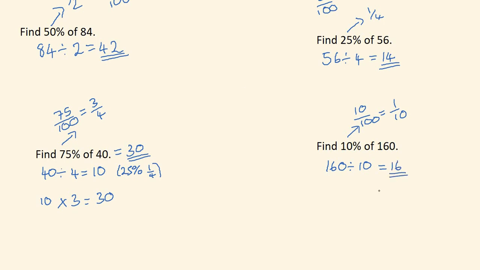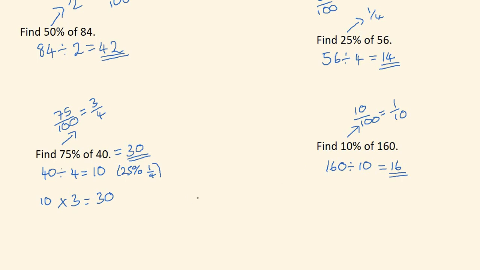Okay, so just make sure that you know those different types of percentages. So you need to know that 50% is the same as a half, 25% is the same as a quarter, 75% is the same as 3 quarters, and then 10% is the same as 1/10.